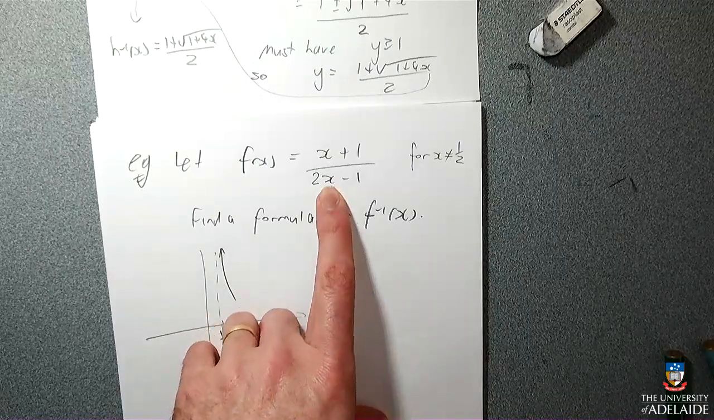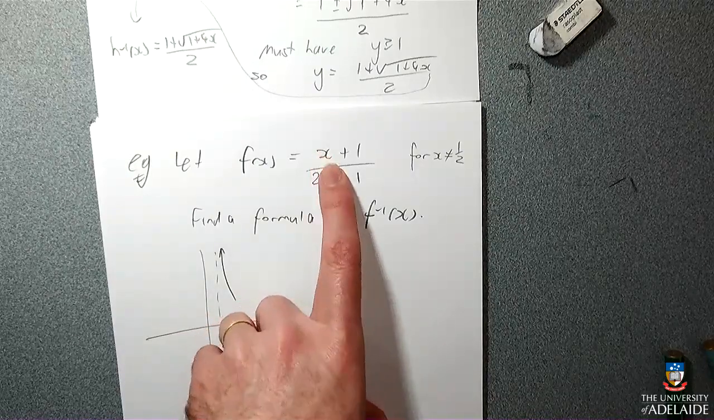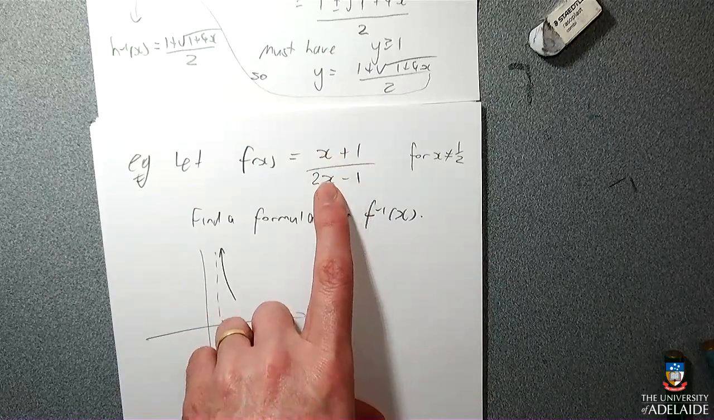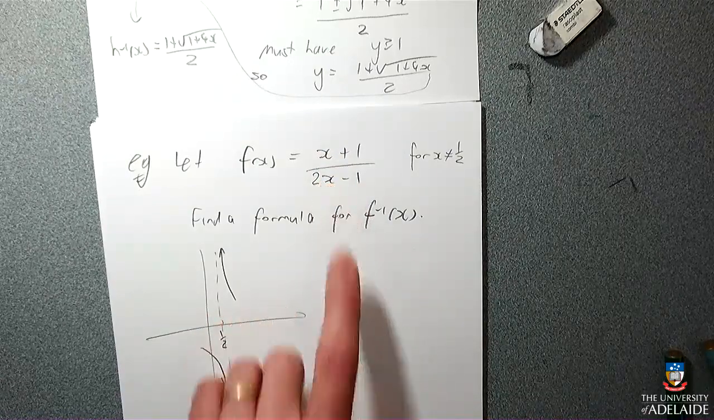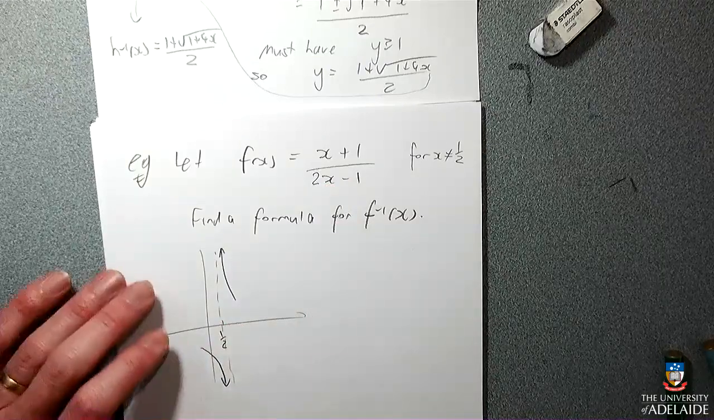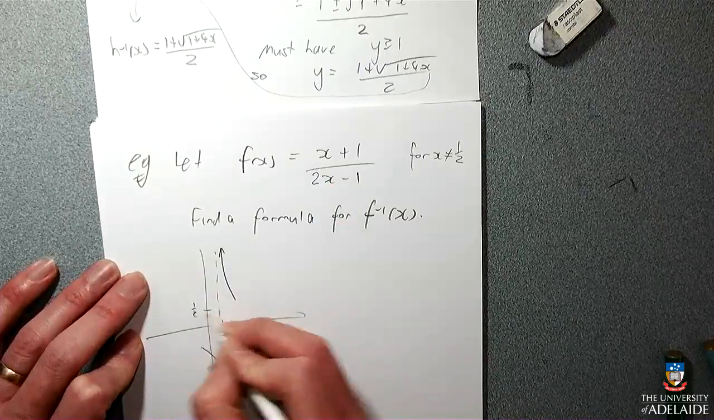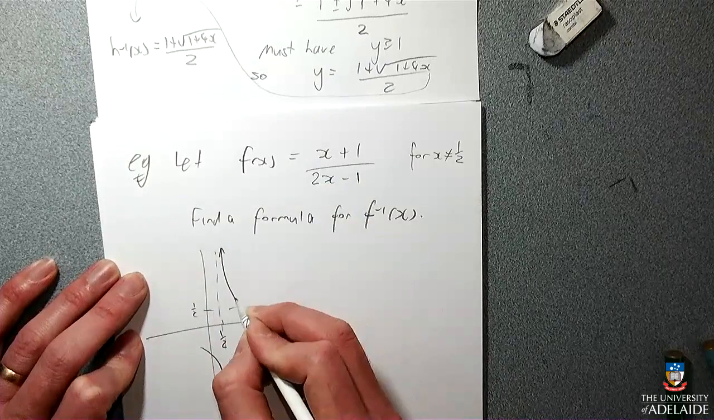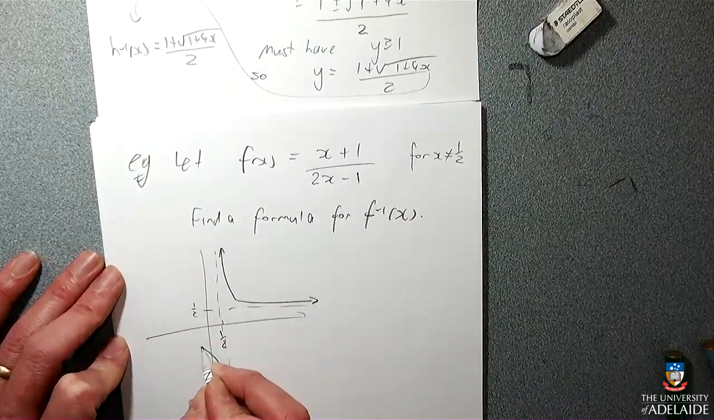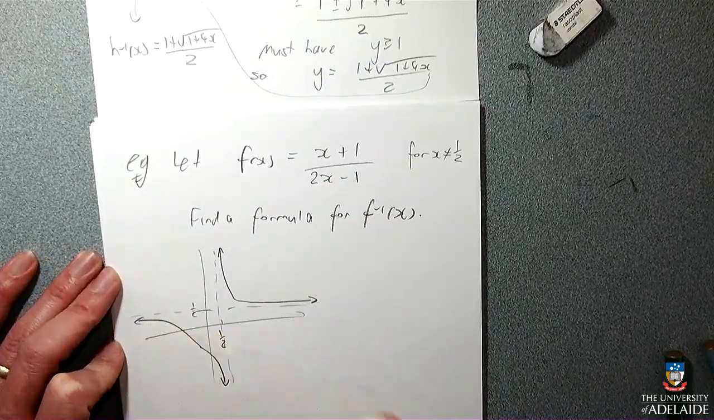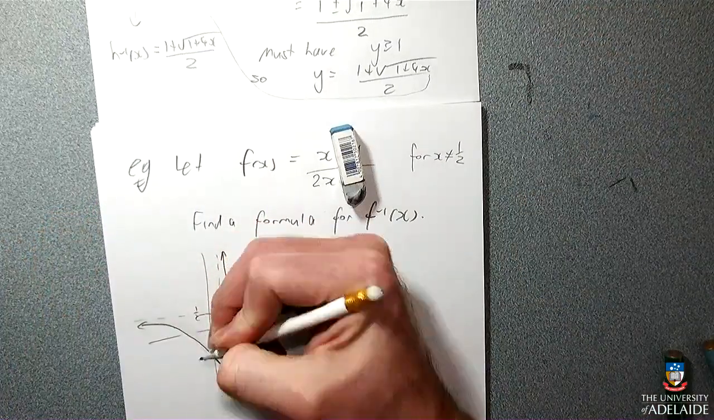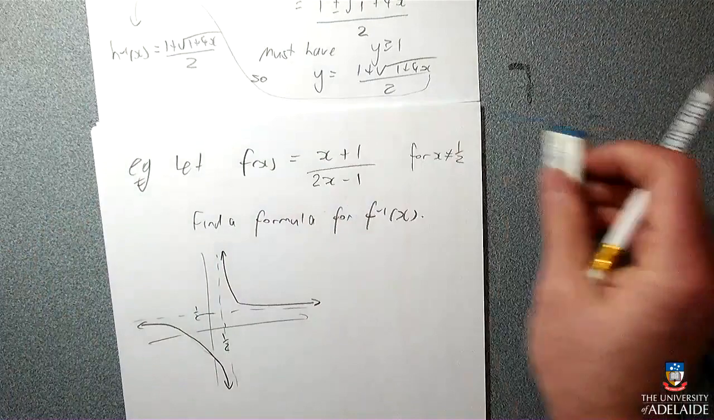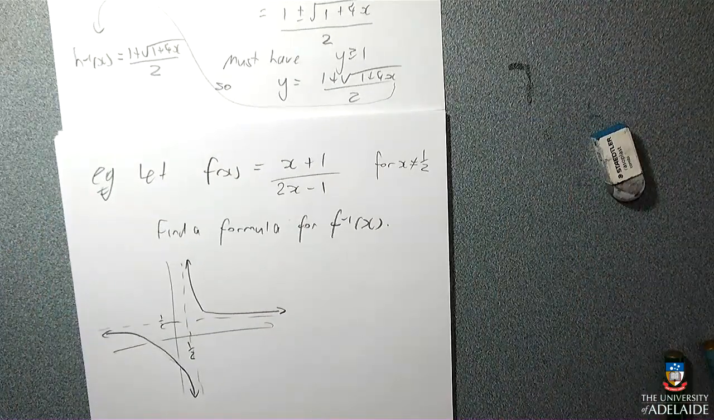If x was like 1,000,001 divided by 2,000,000 minus 1, that is nearly 1,000,000 divided by 2. It goes towards a half. So if x was a really huge number, it's going to head out this way towards y equals a half. And this one's going to be like that. Okay, something like that. It's not the best picture.